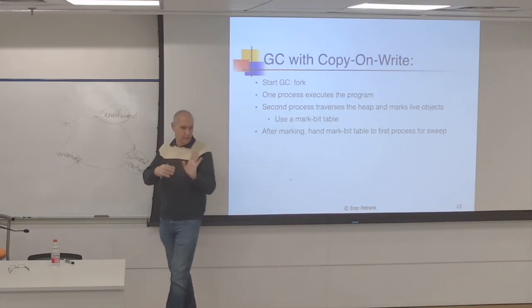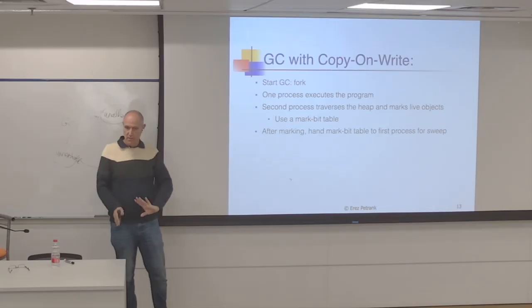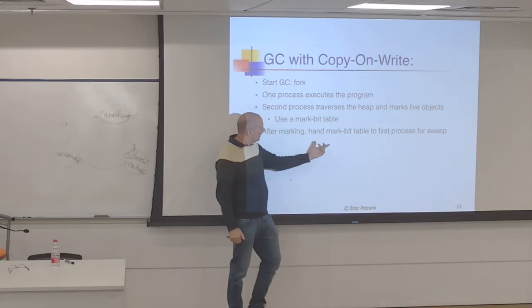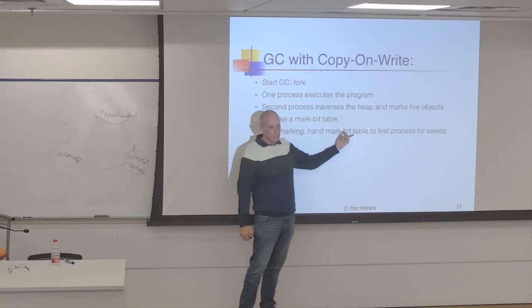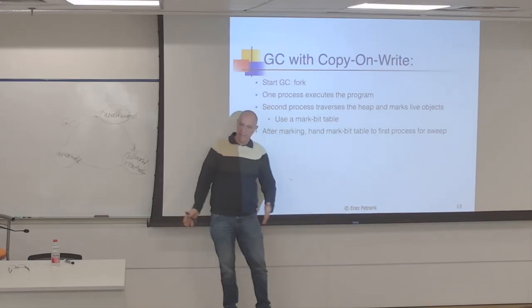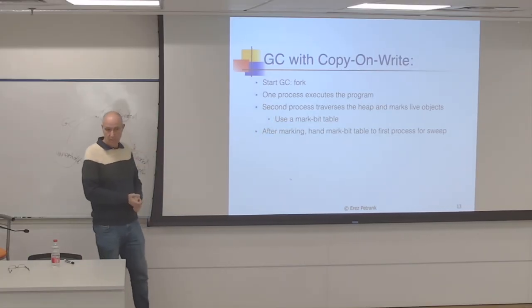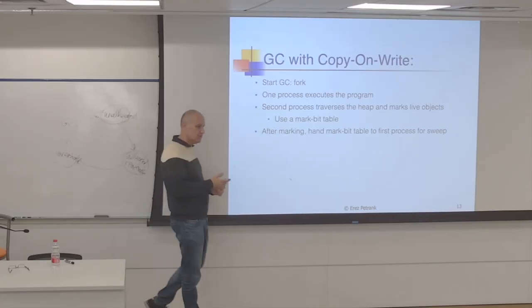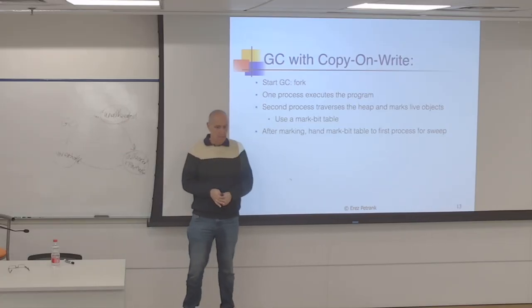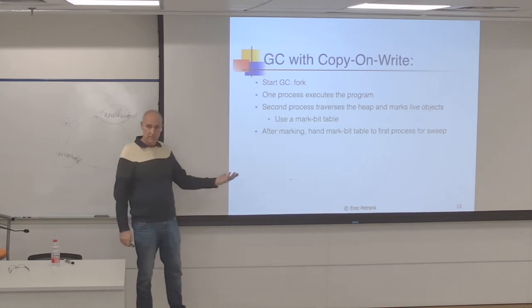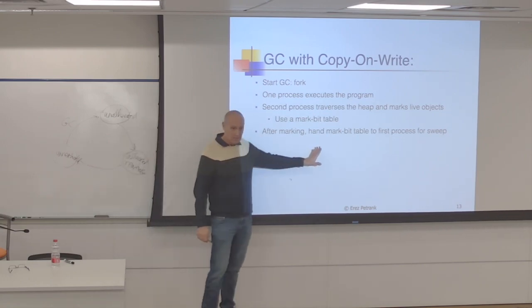It just goes over the heap and traverses and sees what's reachable, what's unreachable, and then it can have a mark bit table that says what's reachable and what's not, and then it can hand it to the program for a final sweep, which will be done in the process that actually uses the heap. So this is the way to do it with a copy on write. Is it clear?